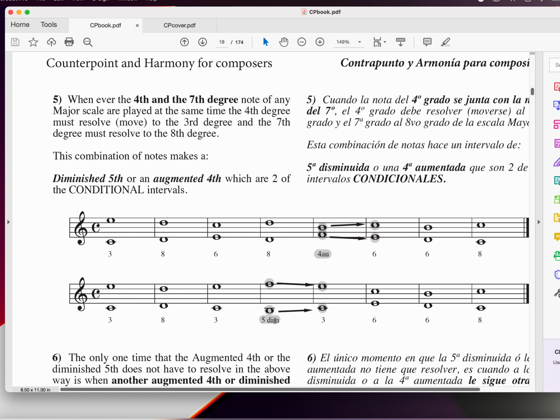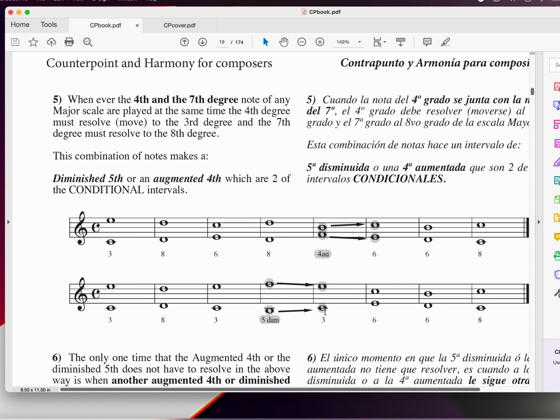And then when you have the fifth, which is the opposite or inverted interval, the B and the F, even if it's more than an octave apart, it's called the diminished fifth.